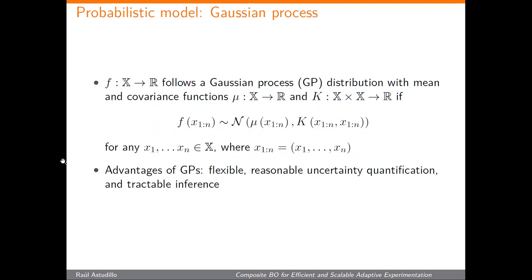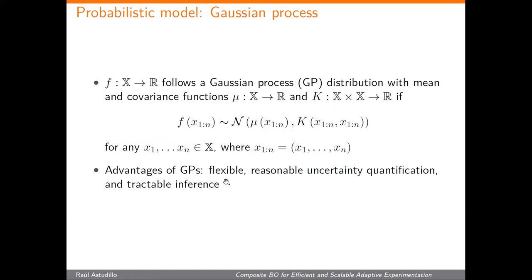So let's start with the probabilistic model. There are many possible choices, and things like random forests and Bayesian neural networks have been used in the literature, but arguably Gaussian processes are the most popular. I'm not going to go into the details of Gaussian processes, but let me just mention very quickly the formal definition. A function f is said to follow a Gaussian process distribution with mean and covariance functions mu and k if, for any finite collection of points in the domain x1 through xn, the joint distribution of the values f(x1) through f(xn), using this compact vector notation, is multivariate normal with this mean vector and this covariance matrix.